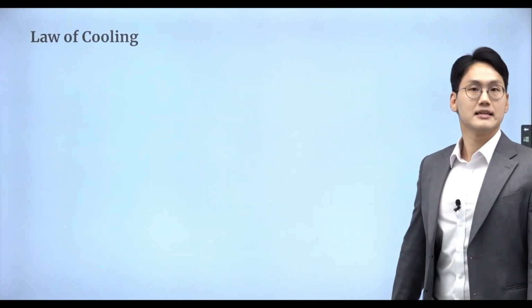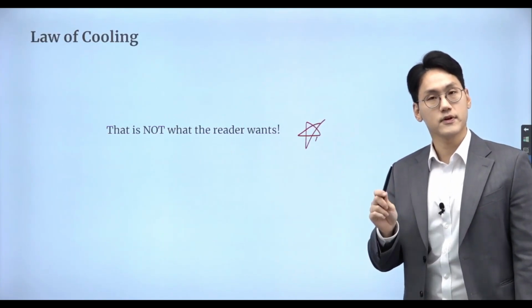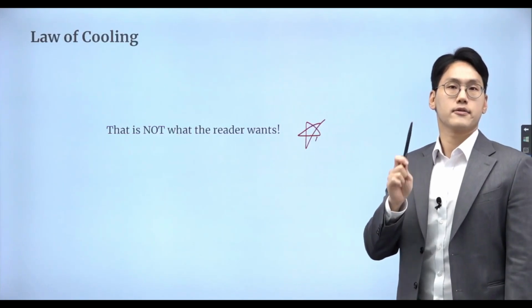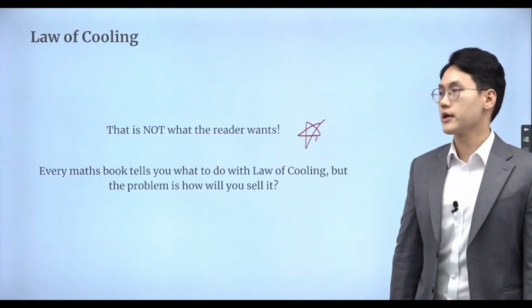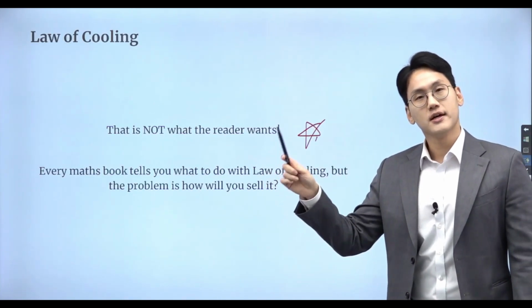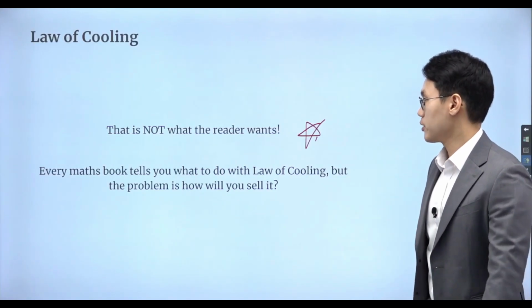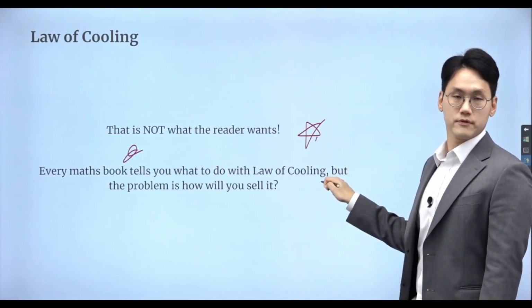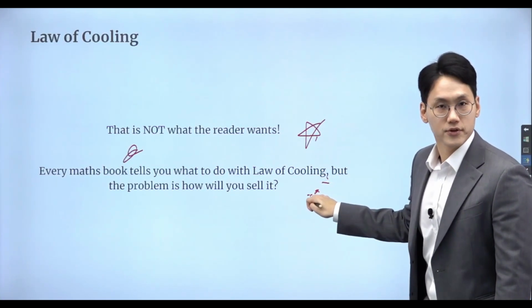And that is not the way you should write your internal assessment. That, my friend, is not the way you should narrate the use of mathematics for the IA. Don't do that, okay? You can do that if you don't skip this crucial part that I'm about to talk about. Every math book tells you what you just did with the law of cooling and separation of variables. Why should your paper be any different, you see?